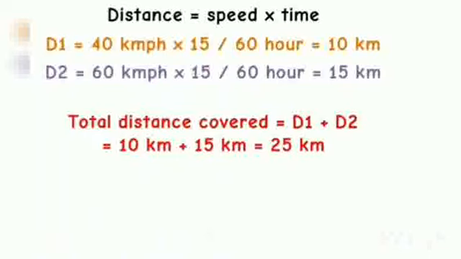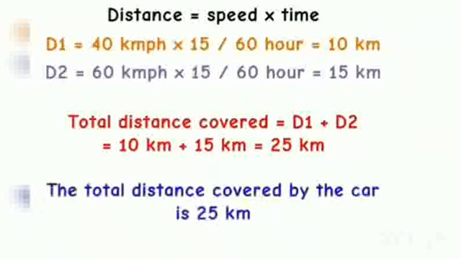So total distance covered is equal to distance 1 plus distance 2. So it is 10 plus 15 kilometer, that is 25 kilometer, means the total distance covered by the car is 25 kilometer. So here we have finished.